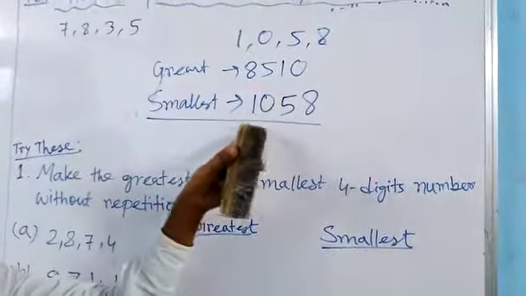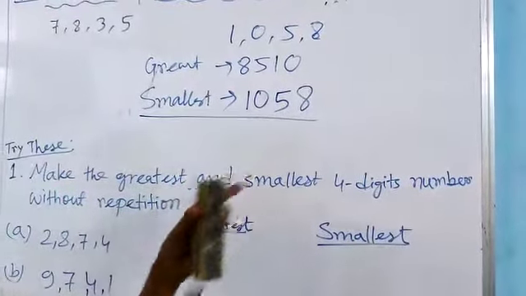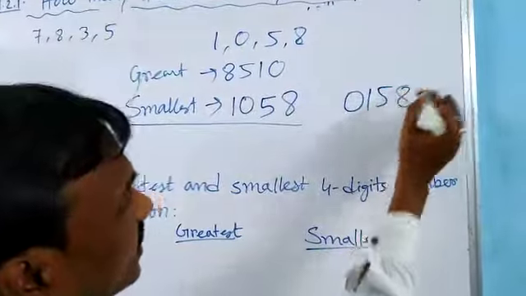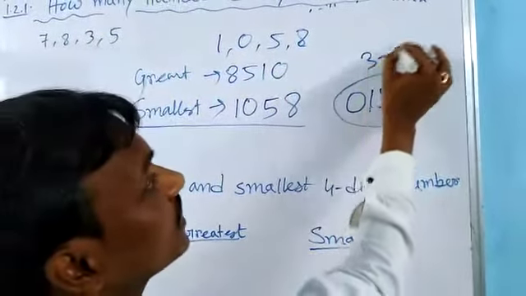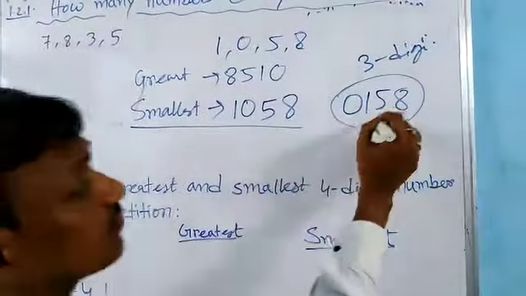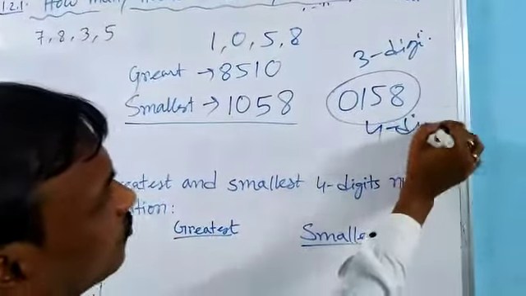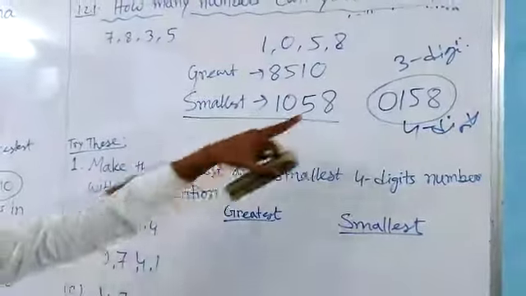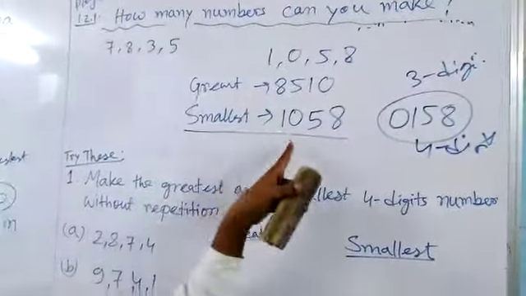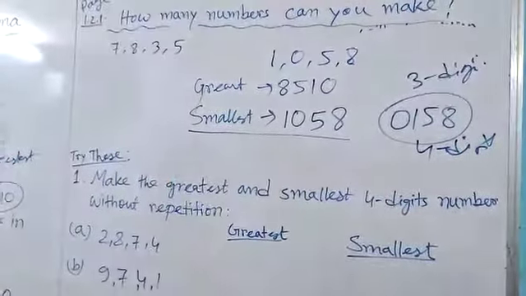Students always make this technical mistake with 0, 1, 5, and 8. That form is a 3-digit number. It is not a 4-digit number. So that's why it is wrong. And this form is right for the smallest 4-digit number.